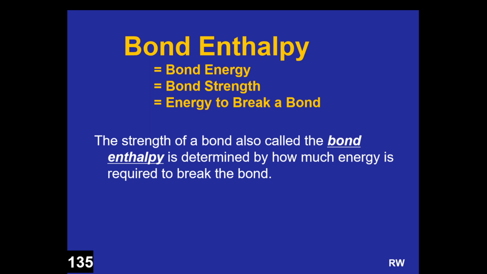Okay, so we're talking about bond energy. Well, another word for bond energy is bond enthalpy. So the bond enthalpy is the same as the bond energy, which is an indicator of the bond strength. And the strength of the bond, of course, is measured by the energy it takes to break the bond. So the strength of a bond is also called the bond enthalpy, and it is determined by how much energy is required to break the bond.